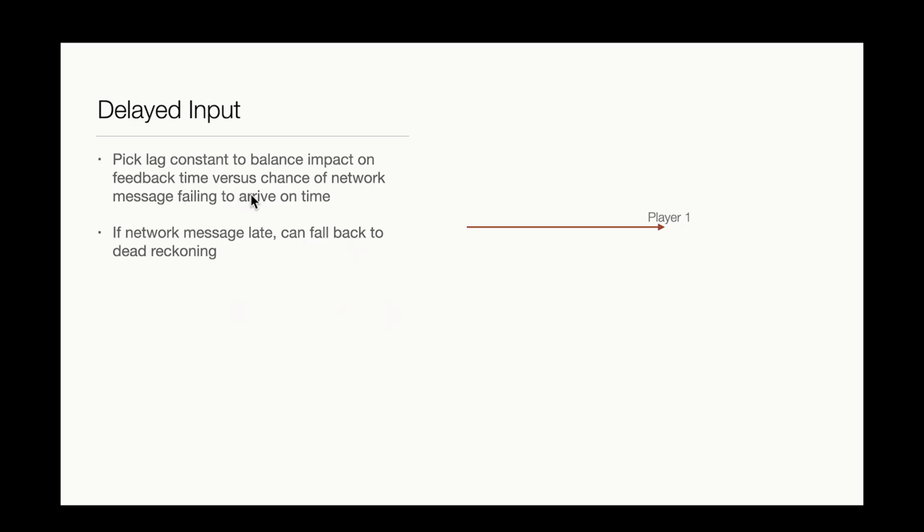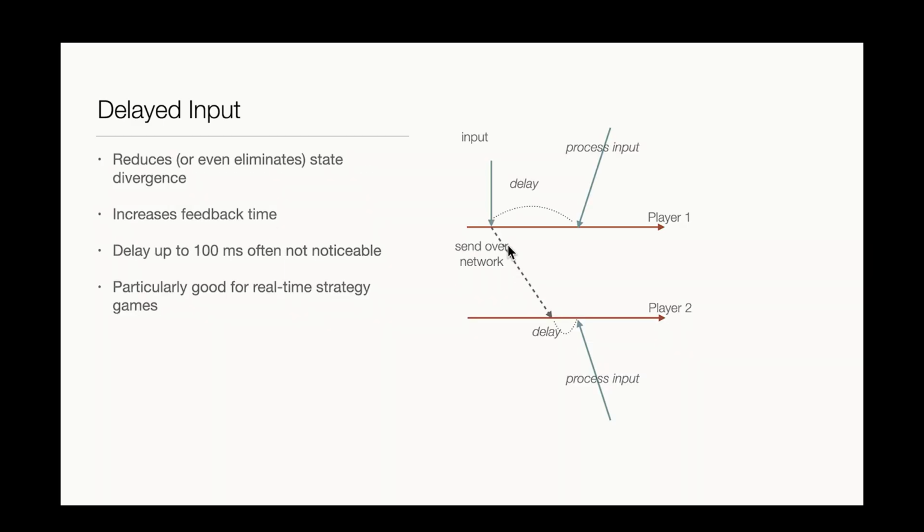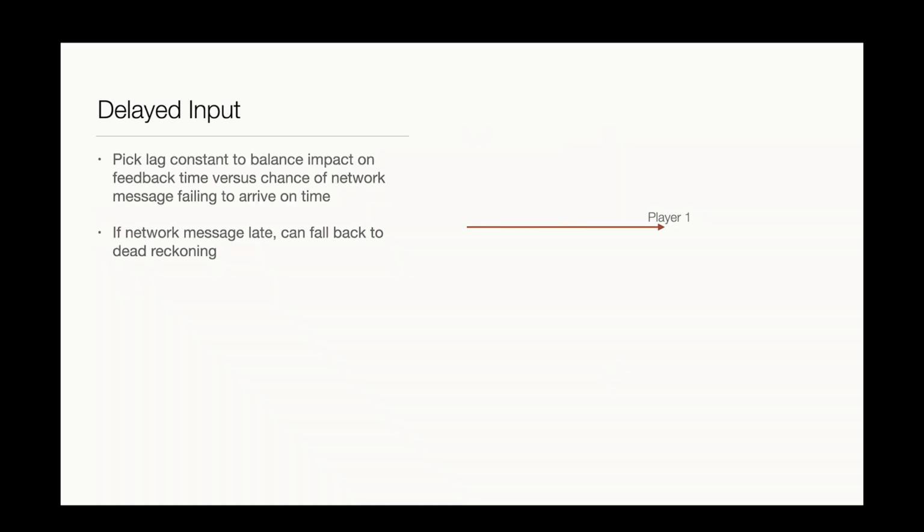Okay, so that delay that you're gonna pick, you have to pick that time carefully. You wanna balance the impact on feedback, right? So you don't want it to be too long, right? But you still need all your network messages to propagate out, right? Because if this update fails to arrive at player two in time, player two is gonna have an inconsistent view of the world, right? So now you need some technique to deal with, well, what happens if the message arrives late or doesn't arrive at all? Because network communication is not guaranteed to be lossless.